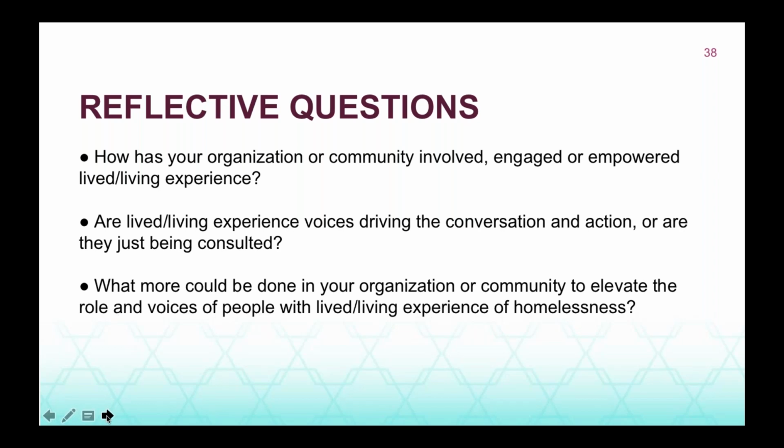How has your organization or community involved, engaged, or empowered lived and living experience? Are lived and living experience voices driving the conversation and action, or are they just being consulted? And if so, why is that, or how could that be changed or improved? And finally, what more could be done by your organization or community to elevate the role and the voices of people with lived and living experience of homelessness?